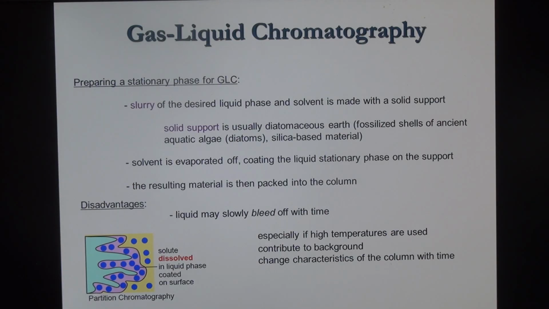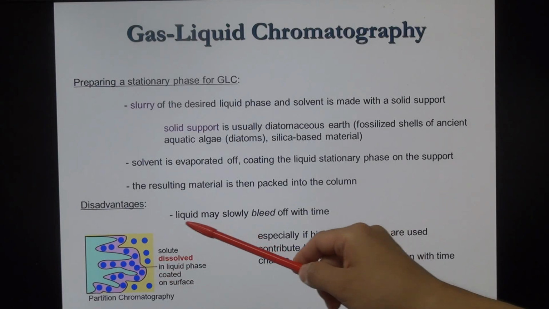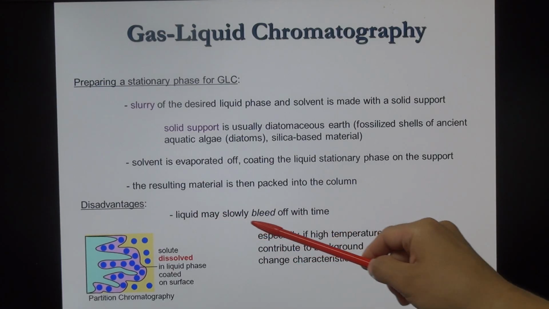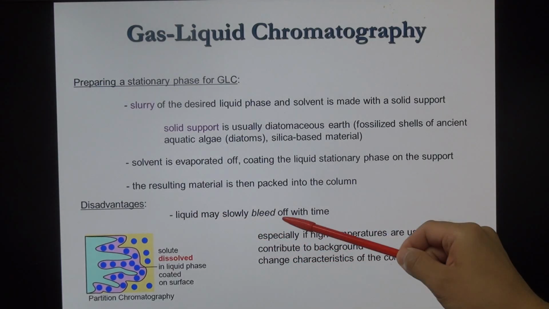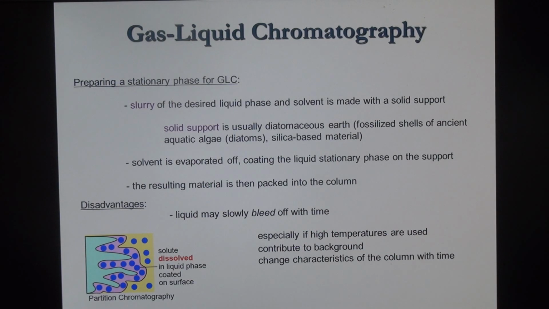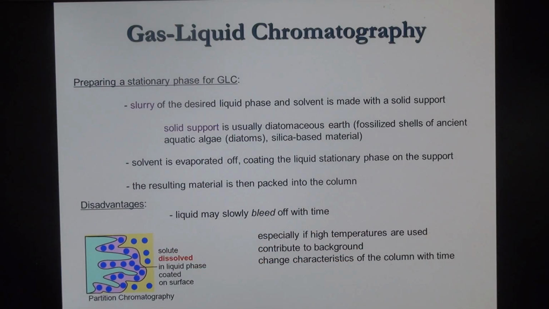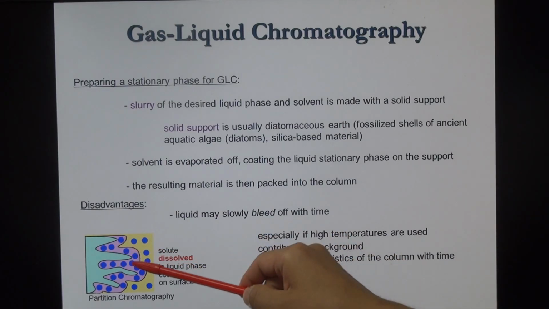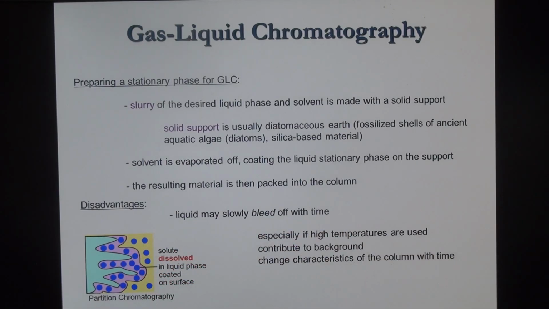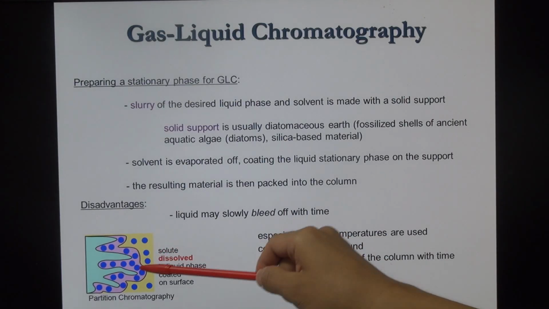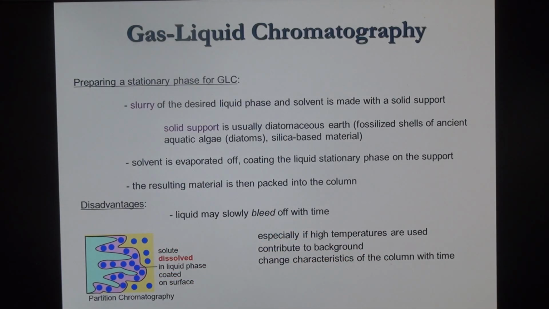The disadvantage of this liquid stationary phase coated on a solid support is that the liquid could slowly bleed off as a function of time. After long use, this liquid can be taken off the solid support because it is not chemically attached, just physically adsorbed on the solid support. The interactions are relatively small.